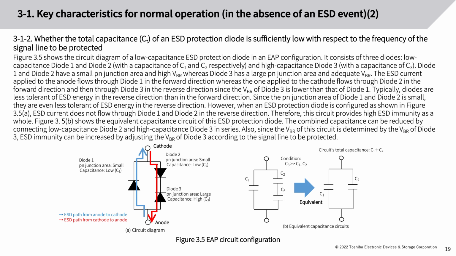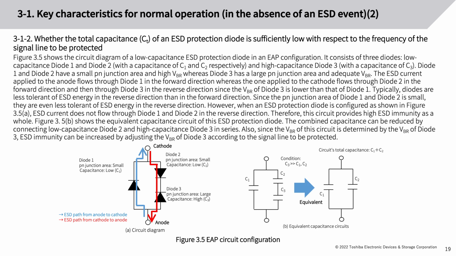Since the p-n junction area of diode 1 and diode 2 is small, they are even less tolerant of ESD energy in the reverse direction. However, when an ESD protection diode is configured as shown in figure 3.5, the ESD current does not flow through diode 1 and diode 2 in the reverse direction. Therefore, this circuit provides high ESD immunity as a whole.